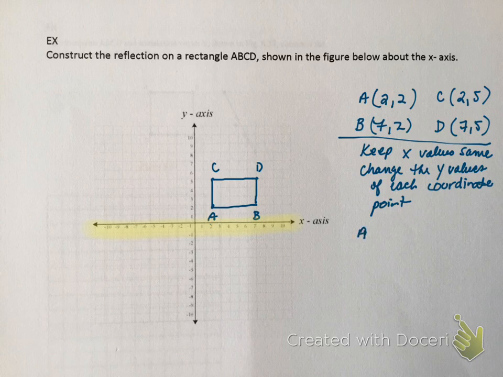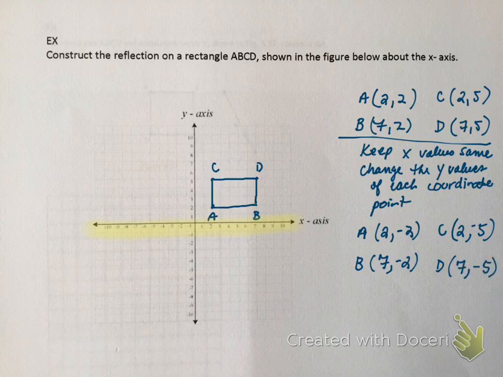Okay, so we have A here. The original was 2, 2. I'm going to keep the x value, change the y. So 2, negative 2, its opposite. B is keep the x value, which is 7, change the y. So this is now negative 2. C, change the y value, keep the x. So 2 is the same, and 5 becomes negative 5. And D, 7, 5, I'm going to keep the x, change the y.